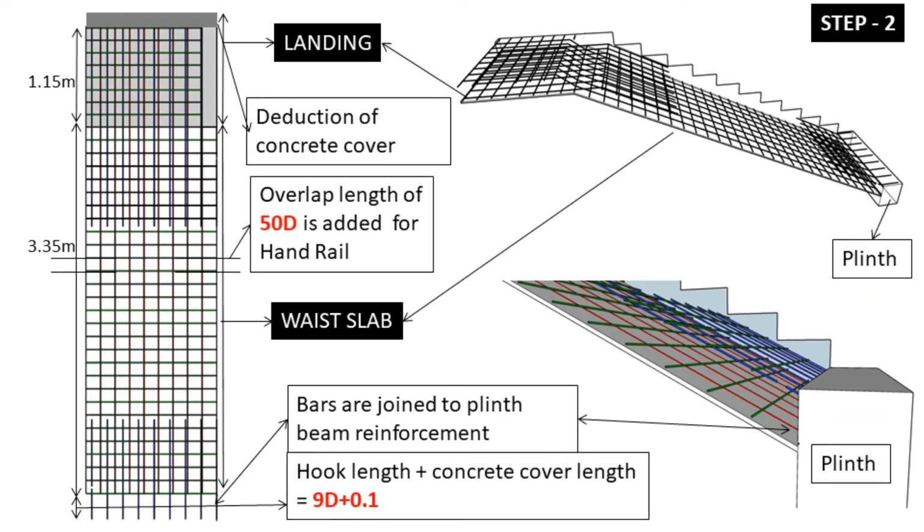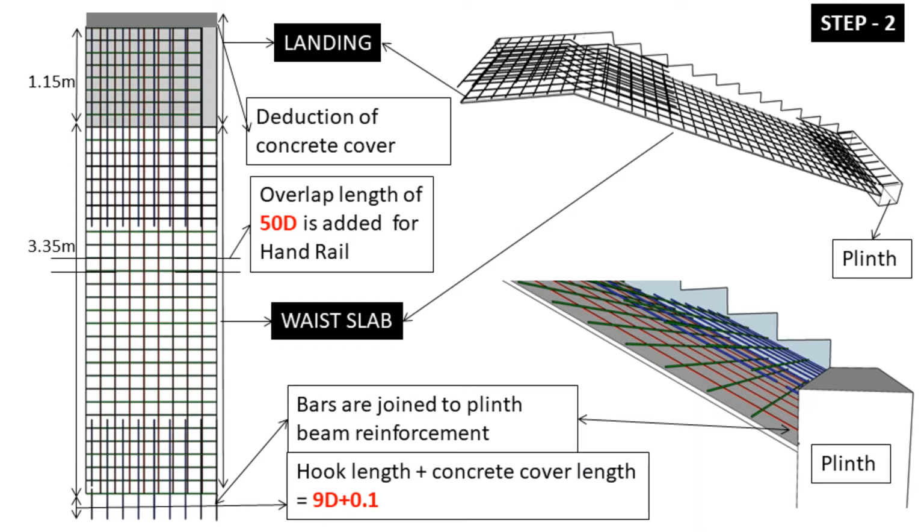Before calculating bars, we need to know about 50D and 9D plus 0.1 meter. So 50D is the overlap length added to the handrail on both sides as per my design, but as per your design you can take it on one side also. 9D is the hook length, 9 is the constant, and D is the dia of the bar.